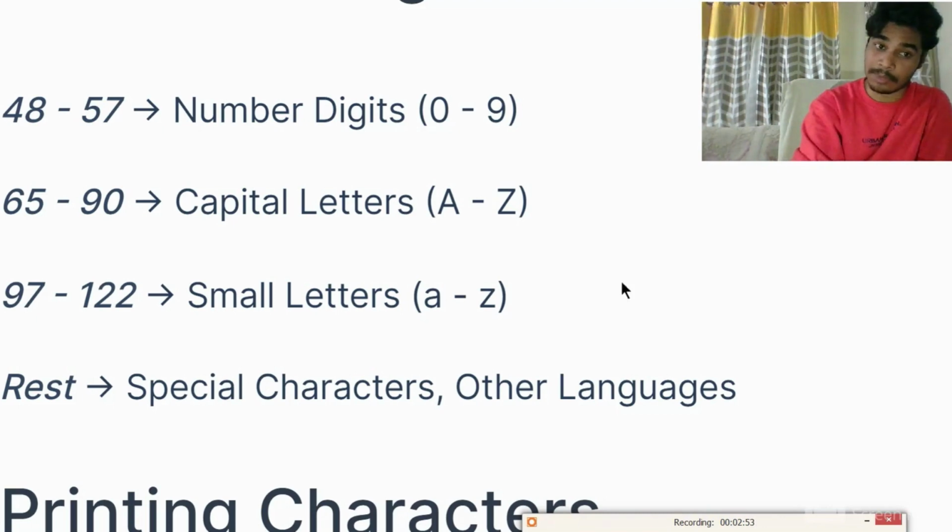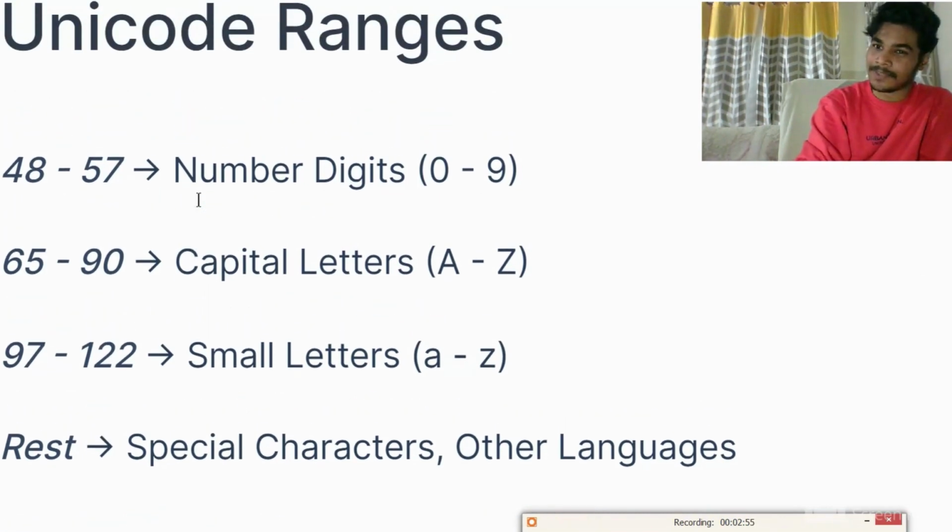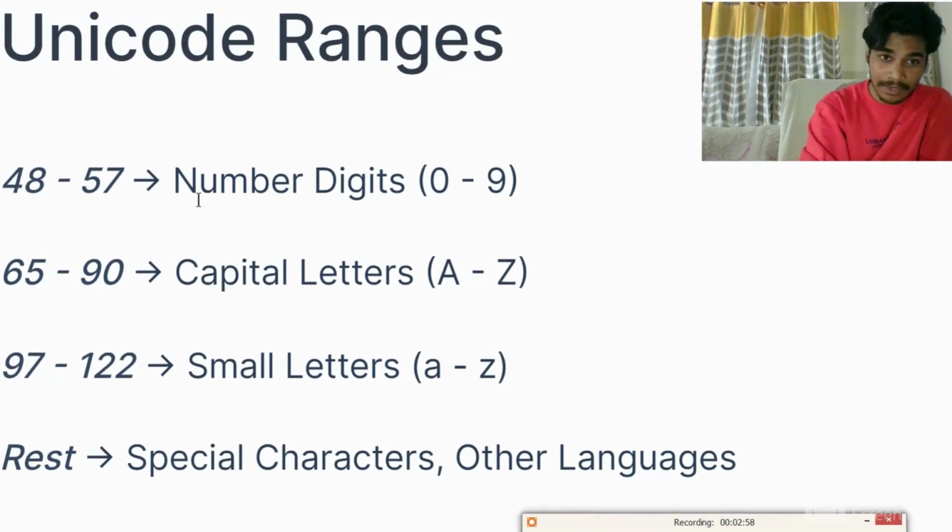Those kind of things will be available out there. And so I think your doubt has been clarified, right? So Unicode ranges from number digits. Once again, I'm just repeating my statement: 48 to 57 for number digits, 65 to 90 for capital letters, 97 to 122 for small letters, and the rest of them as follows.